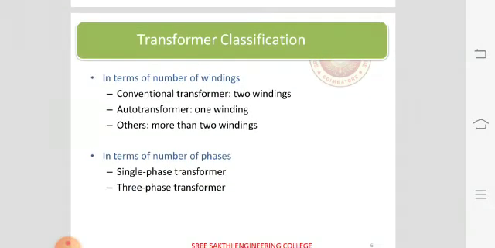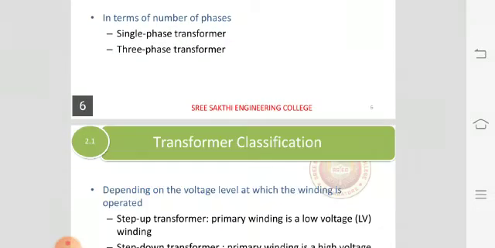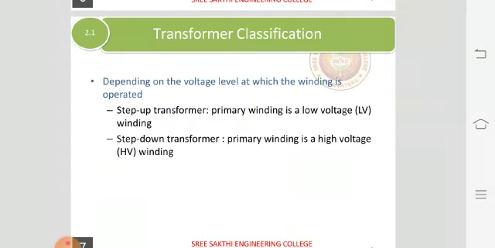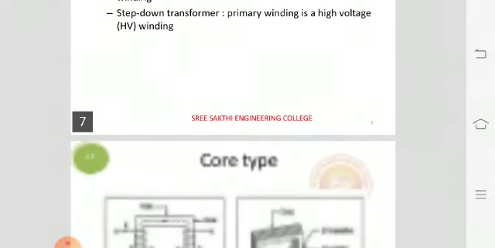In terms of number of windings, conventional transformer has 2 windings, auto transformer has 1 winding, others more than 2 windings. In terms of number of phases, there are two types, single phase transformer and 3 phase transformers. The classification of transformer: one is step up transformer and another one is step down transformer. Depending on the voltage level at which the winding is operated, step up transformer has a low voltage winding and step down transformer has high voltage winding.